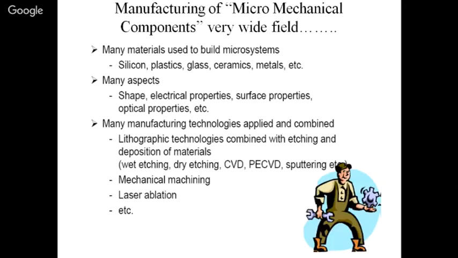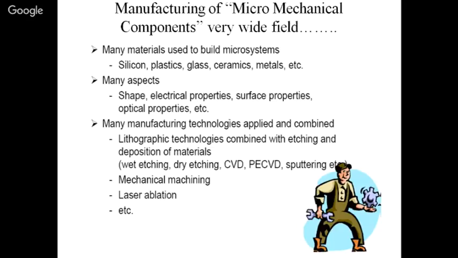Now, many manufacturing technologies are applied and combined, say lithographic techniques combined with etching and deposition of material. Etching is nothing but a process of removal of material by chemical action, by heating, by laser action. And the deposition of material, as I said, micro casting is also one of the processes, deposition by polymerization or by electroplating. So these are the different processes for deposition at the micron level on a particular substrate.